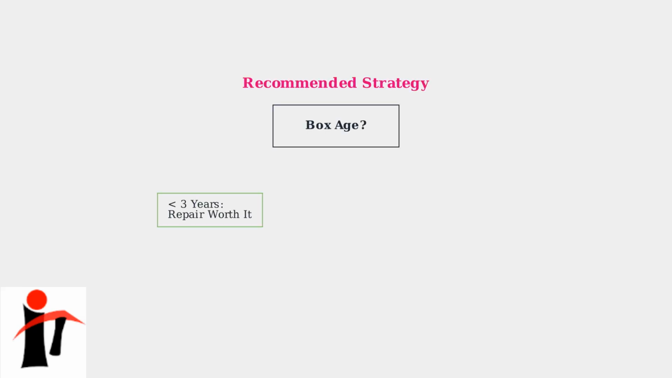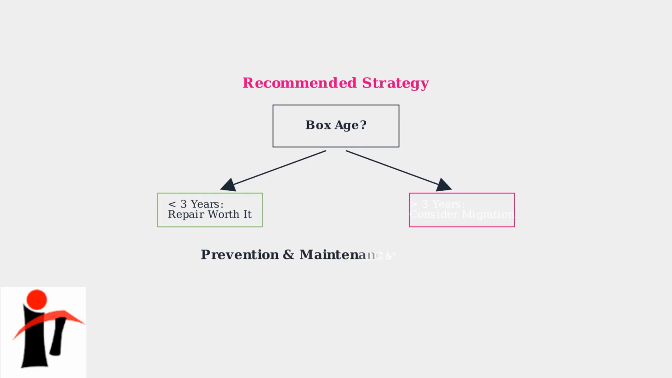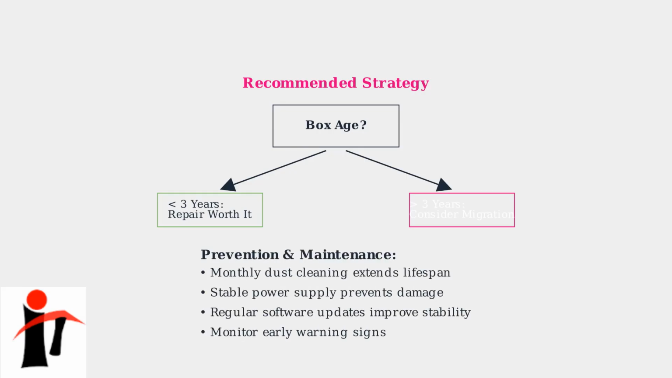Based on these trends, here are the recommended strategies for dealing with persistent power issues. For YouView boxes less than 3 years old, professional repair is usually cost-effective. However, for older units, consider migrating to TalkTalk's streaming services instead of expensive repairs. Regardless of your box's age, proper maintenance can significantly extend its lifespan. Monthly cleaning, stable power supply, regular updates, and monitoring for early warning signs can prevent many power-related issues from developing.